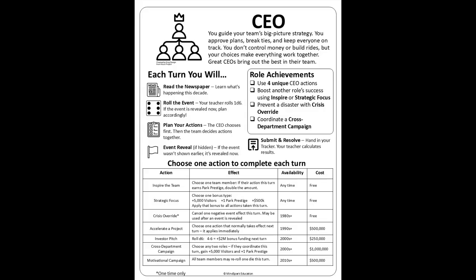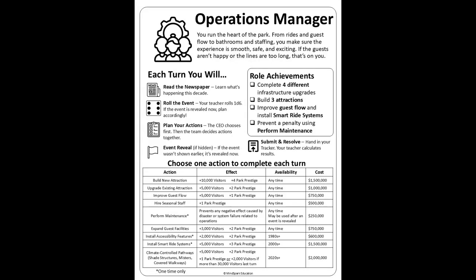This is a cooperative game, so I encourage my students to discuss the things they want to do before they make their official decisions. Even though the CEO has already chosen an action, that doesn't mean that they are out of the discussion. They still have input, and they get to be the final decider if the group cannot reach an agreement over something. The operations manager knows that the random event will award them a visitor and prestige bonus if they expand guest facilities, so that is the action that they are going to take.